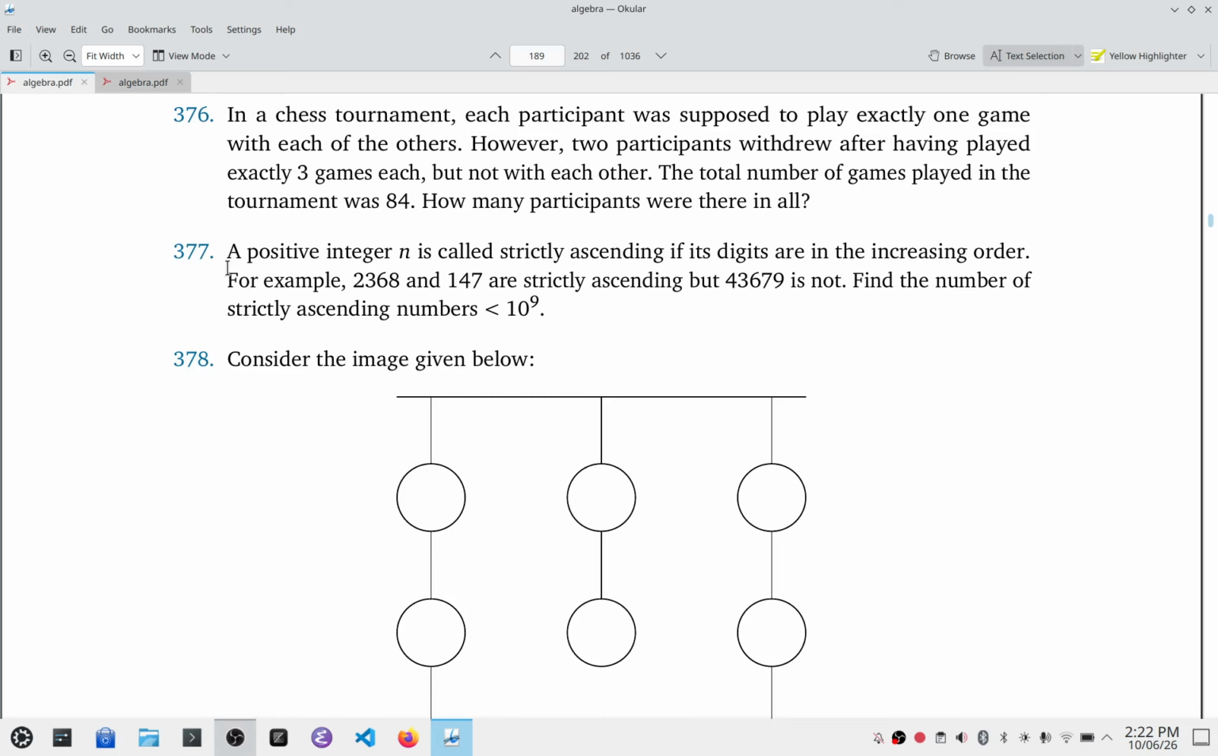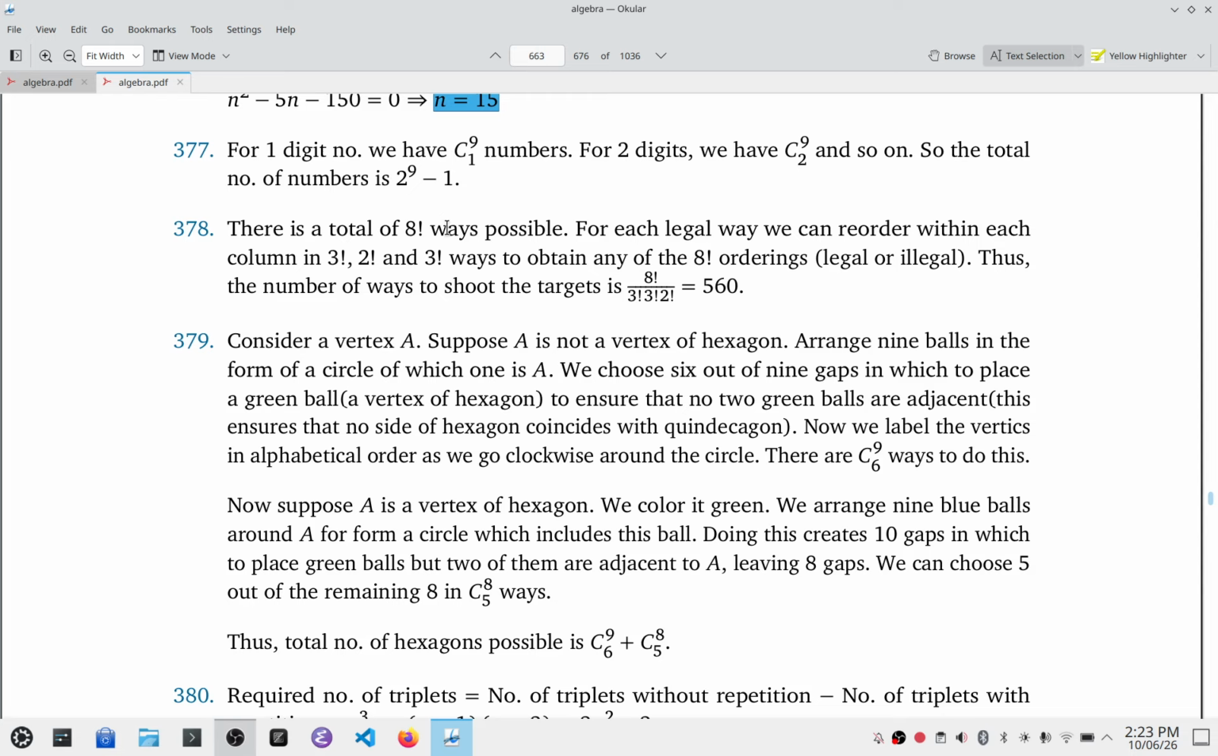Question 377 says that a positive integer n is called strictly ascending if its digits are in increasing order. For example, 2368 and 147 are strictly ascending, but 43679 is not, because 3 is smaller than 4. Find the number of strictly ascending numbers less than 10^9. So if something is less than 10^9, there will be at most 9 digits. For 1 digit, we have 9C1 numbers. For 2 digits, we have 9C2 and so on.